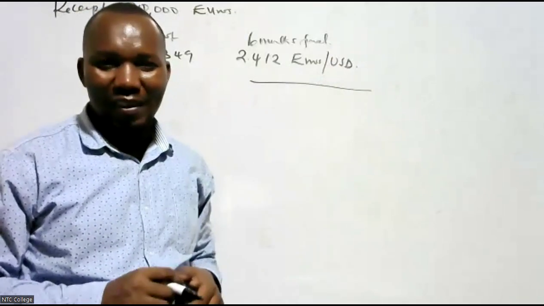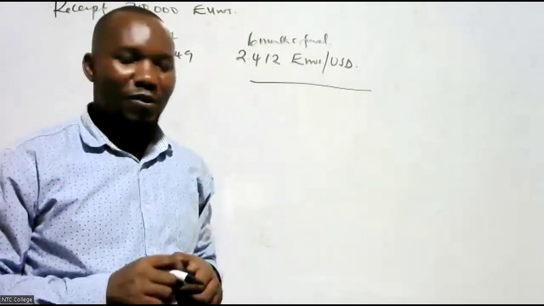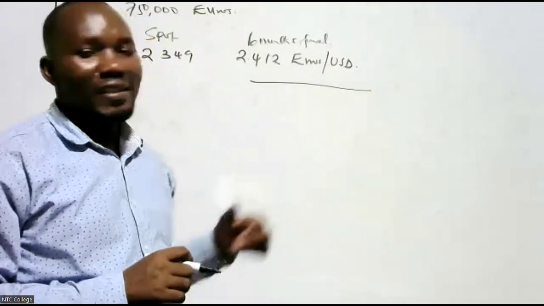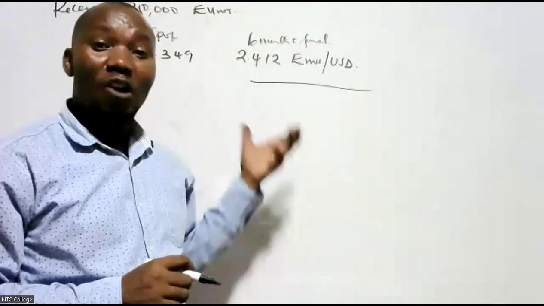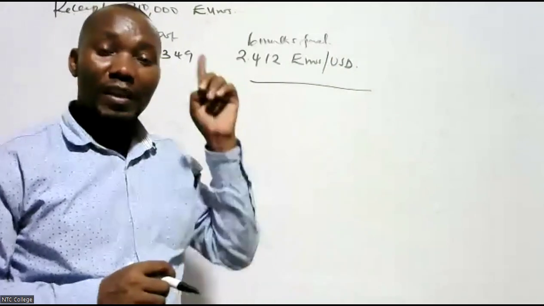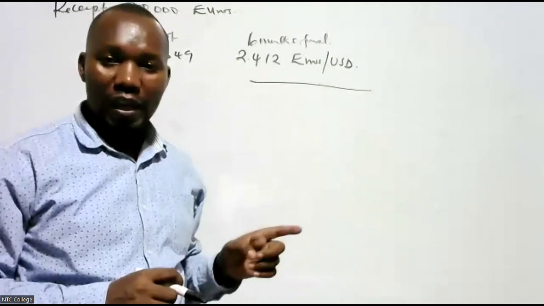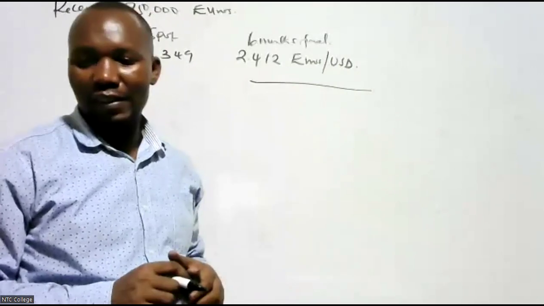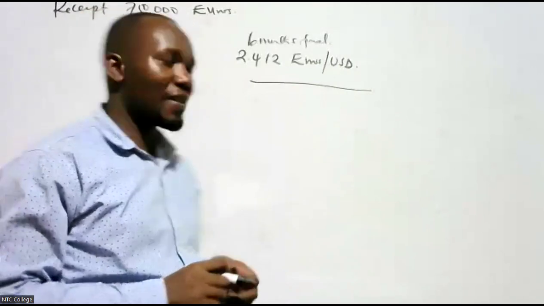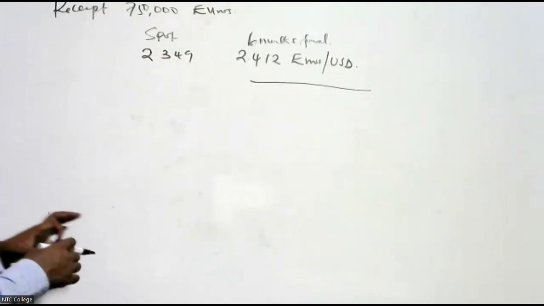Are we together, Ruth? Or does it still bother you a little? So this one is indirect because we've been given how much euros we require so that we can get 1 unit of dollar, and dollar is the home currency. So it is indirect.